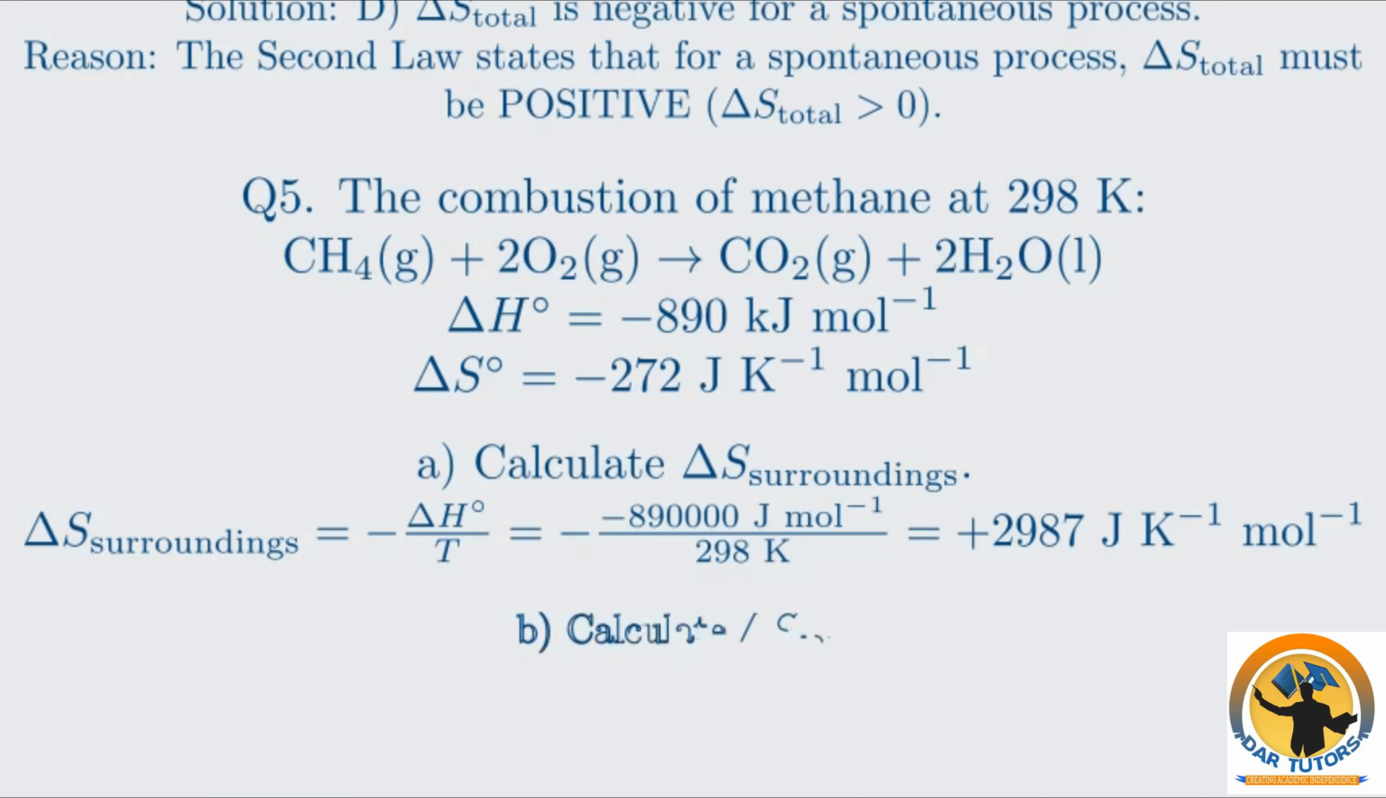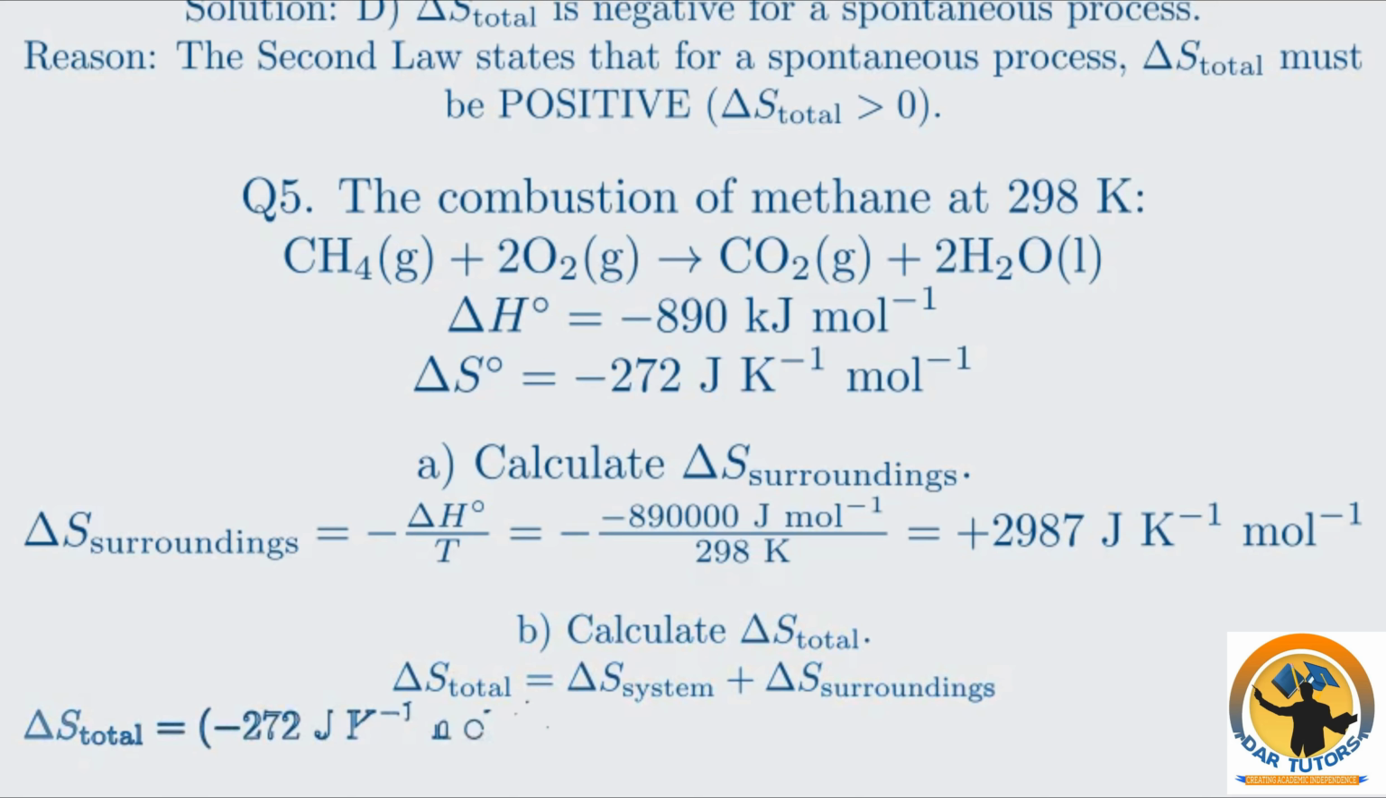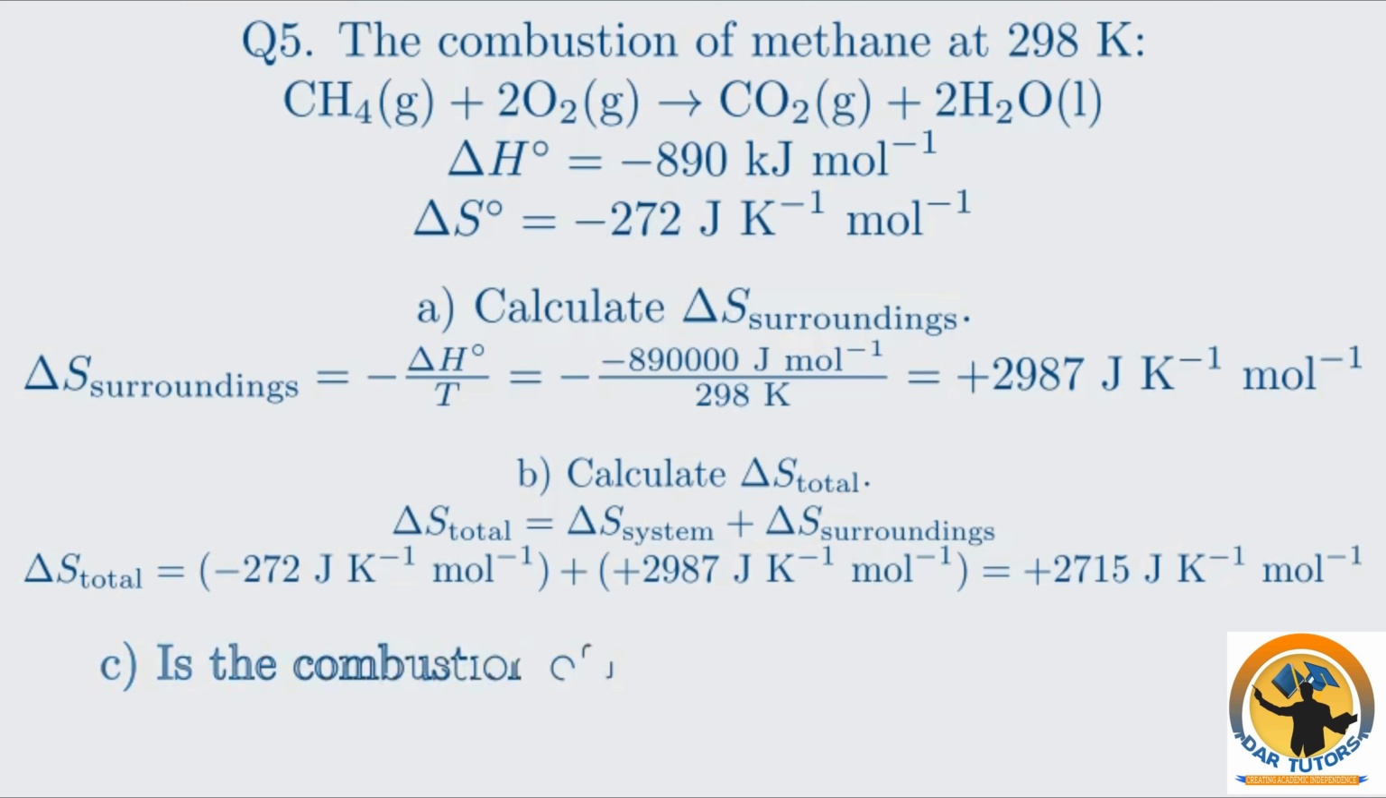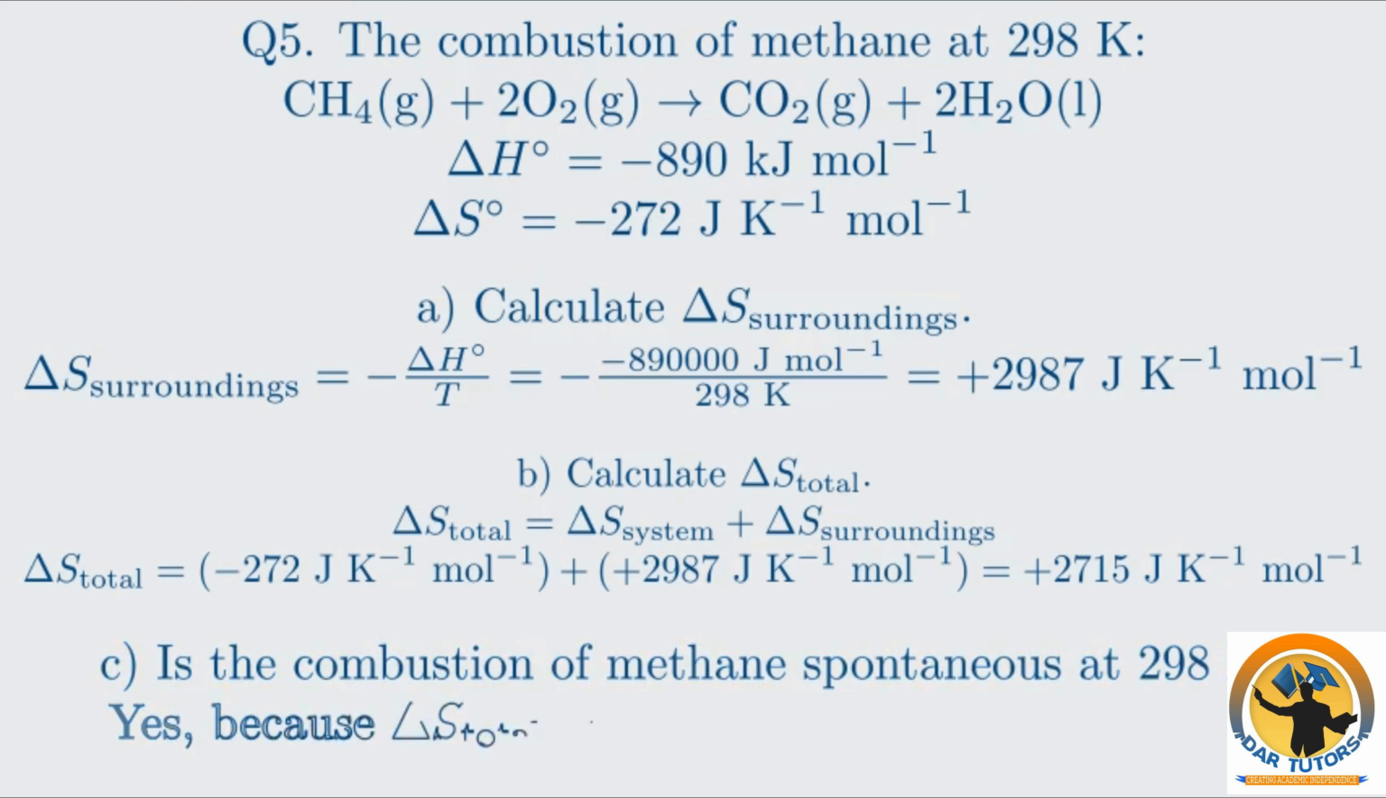Part B asks for the total entropy change. Summing the system and surroundings entropy changes, we get positive 2715 J K⁻¹ mol⁻¹. Part C asks about the spontaneity. Since the total entropy change is a large positive number, the combustion of methane is a highly spontaneous process at 298 K.